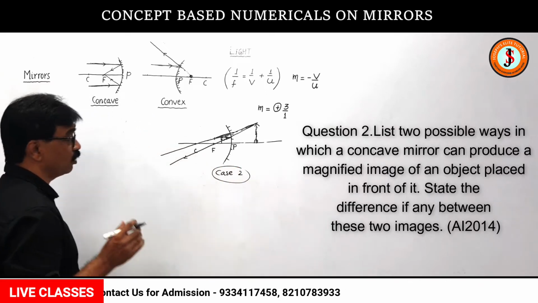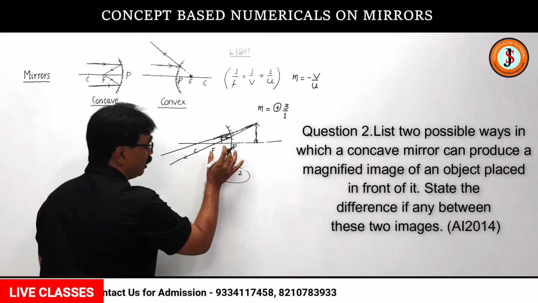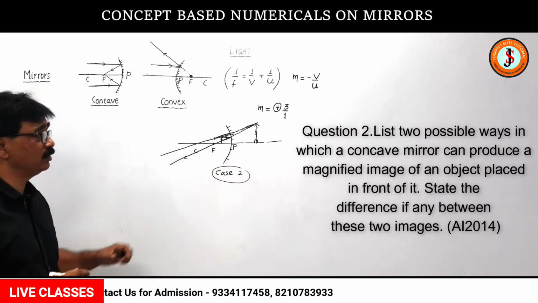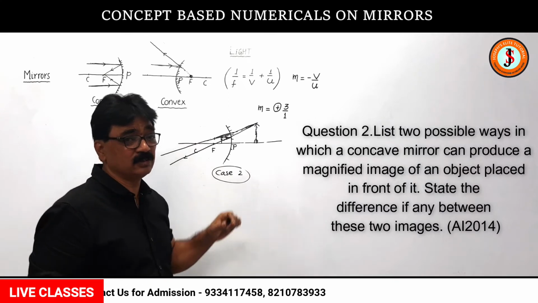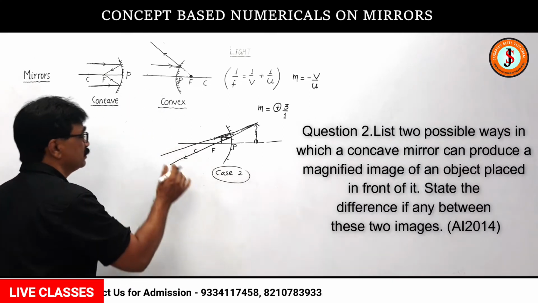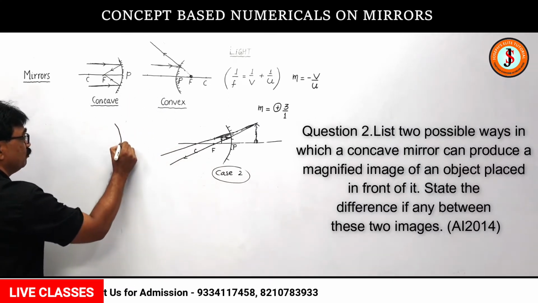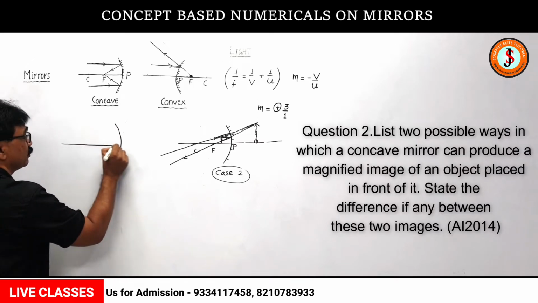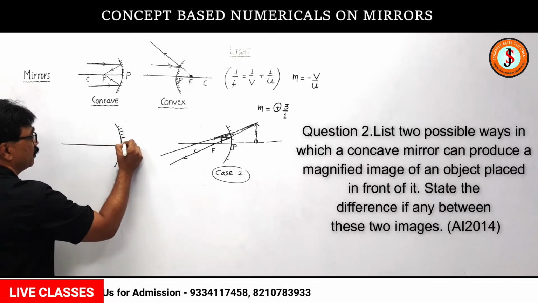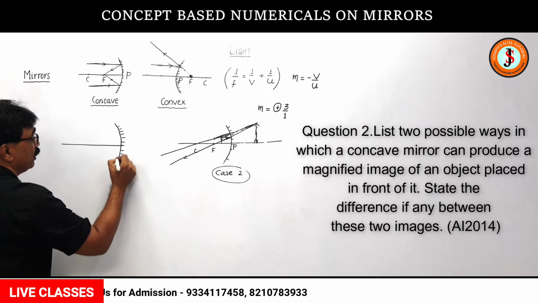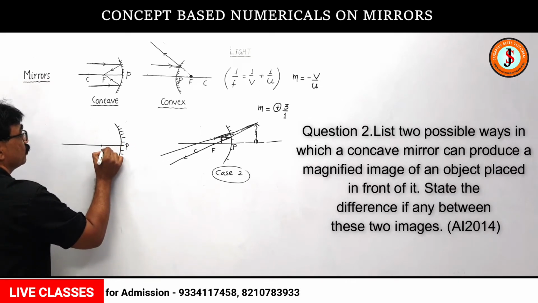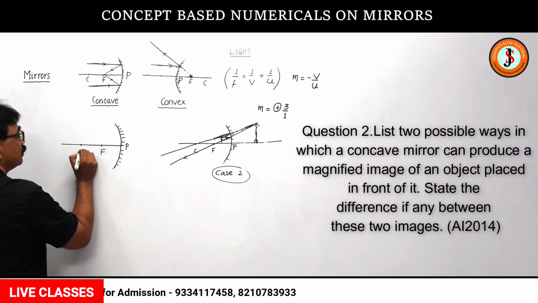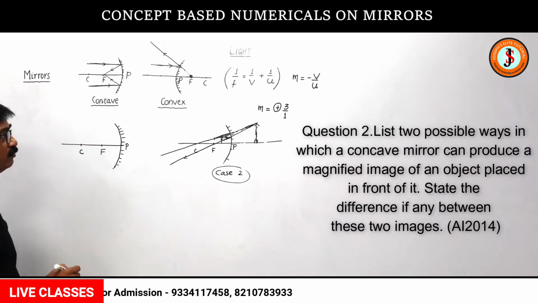First case is when the object is kept between pole and focus, then the image is magnified. And it is erect, it is virtual. And in the second case, the object is kept between focus and center of curvature in a concave mirror. When you are having a magnified image, you have to totally cancel out the presence of a convex mirror. A convex mirror never forms a magnified image.